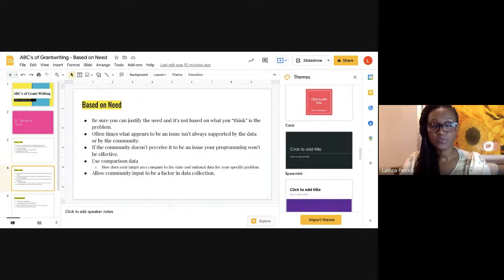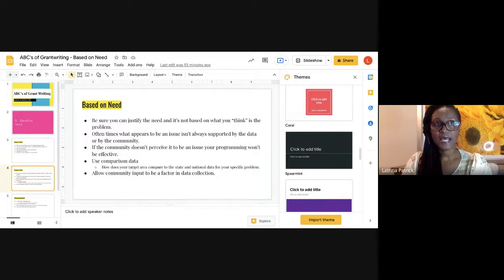So make sure that it's not based on what you think, but it's based on what the data says. Oftentimes, what appears to be an issue isn't supported by the data or by the community itself. So you could also unveil something that the community is not ready or committed to addressing. And so you need that community buy-in. If they don't perceive it to be a problem, then you won't be effective in trying to implement your program or your services.